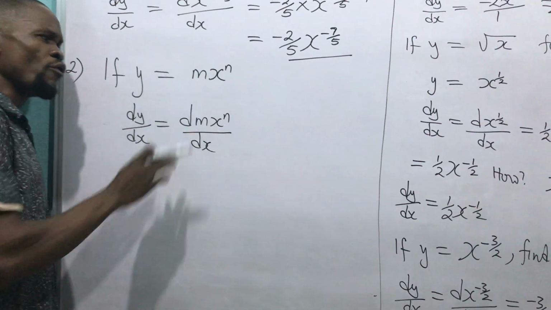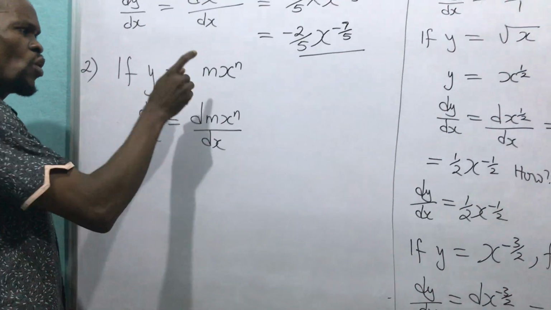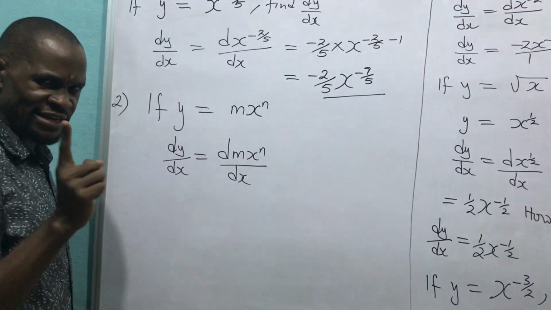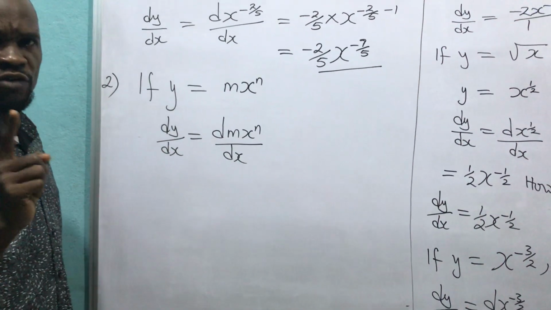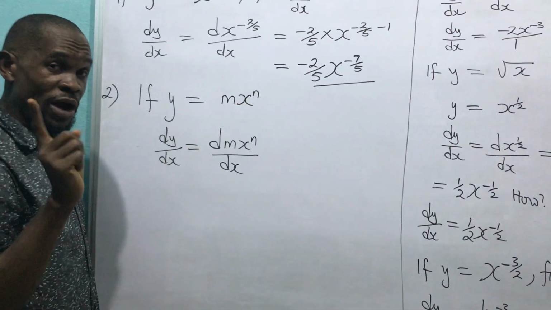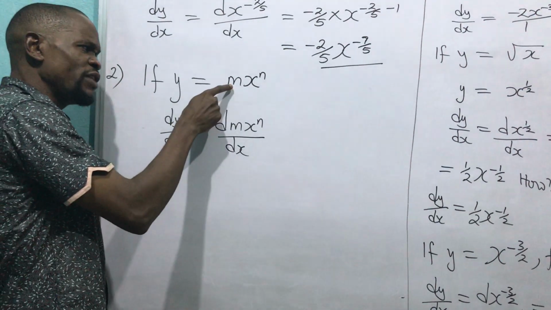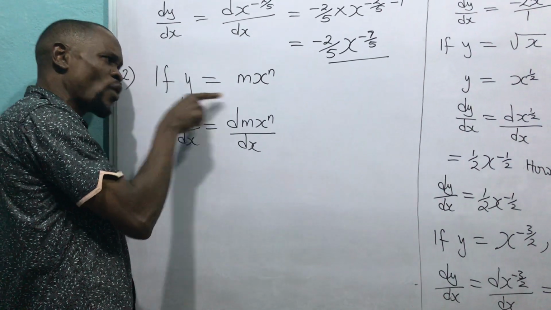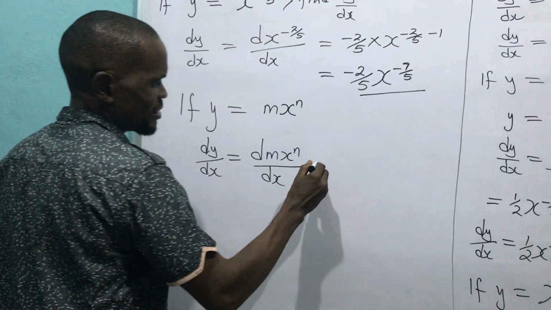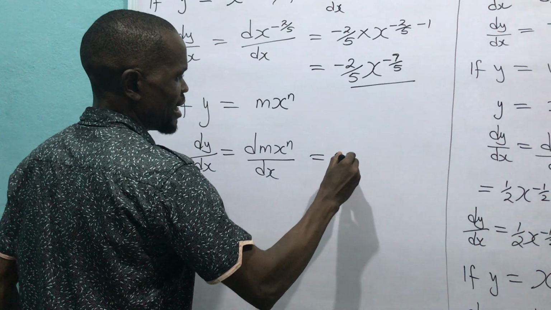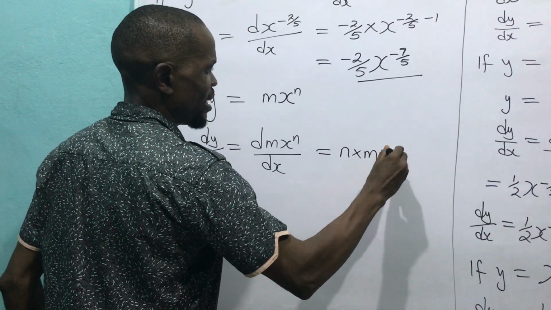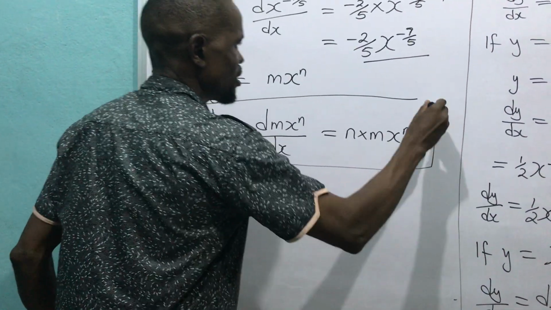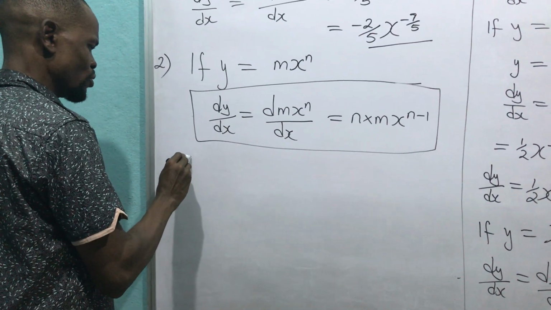What is m? The coefficient of x. What is n? The power of x. Because the coefficient is attached to x, and we are differentiating y with respect to x, this can be n times m x raised to the power n minus 1. And that's the second format. Now let me give an example.